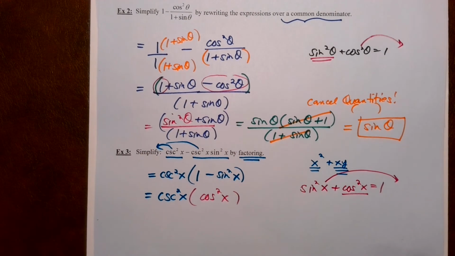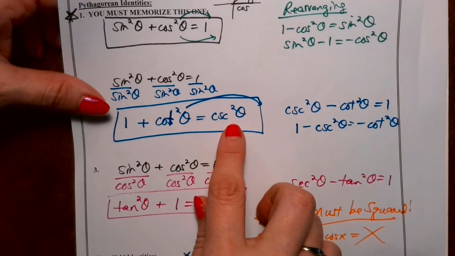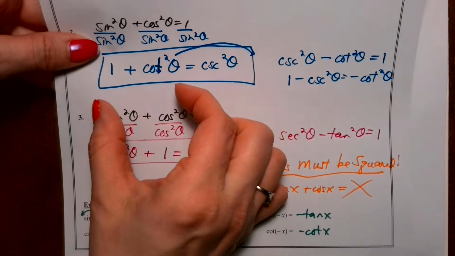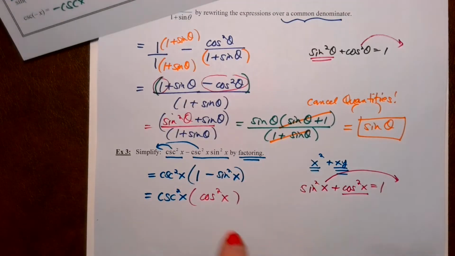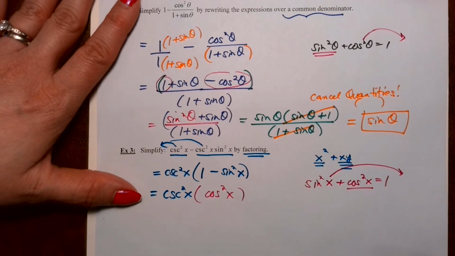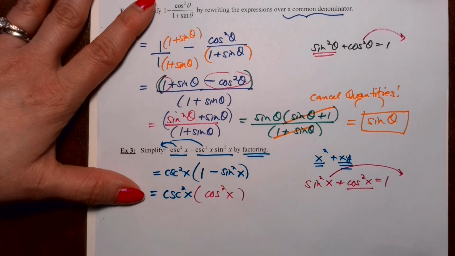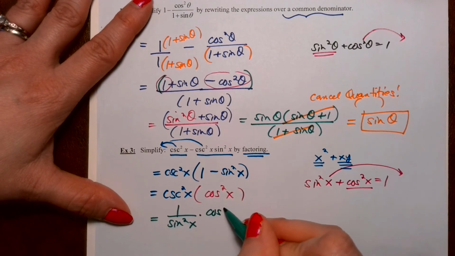Okay, let's see. Is there anything else we could do? We might be able to replace cosecant squared with an identity. Let's see, what's the identity with cosecant squared? Oh, I could replace that with 1 plus cotangent squared. Do you think replacing one term with two terms is a good idea? Is that going to be more simple? No, that's just going to make this problem bigger. So I don't think I want to use Pythagorean identities. Well, the only other thing I could do is change cosecant squared into sines. Okay, so that would be 1 over sine squared of x times cosine squared of x.